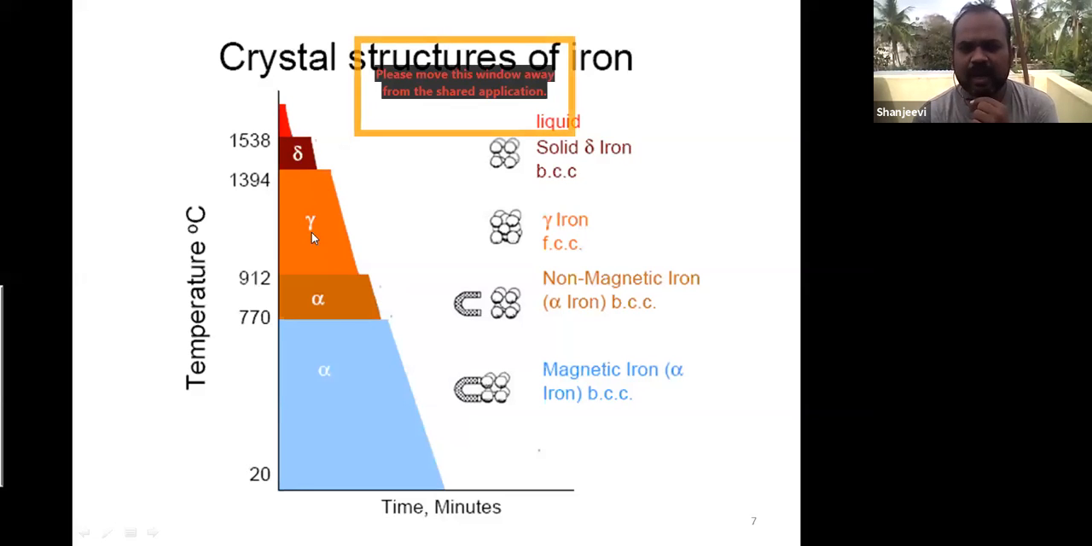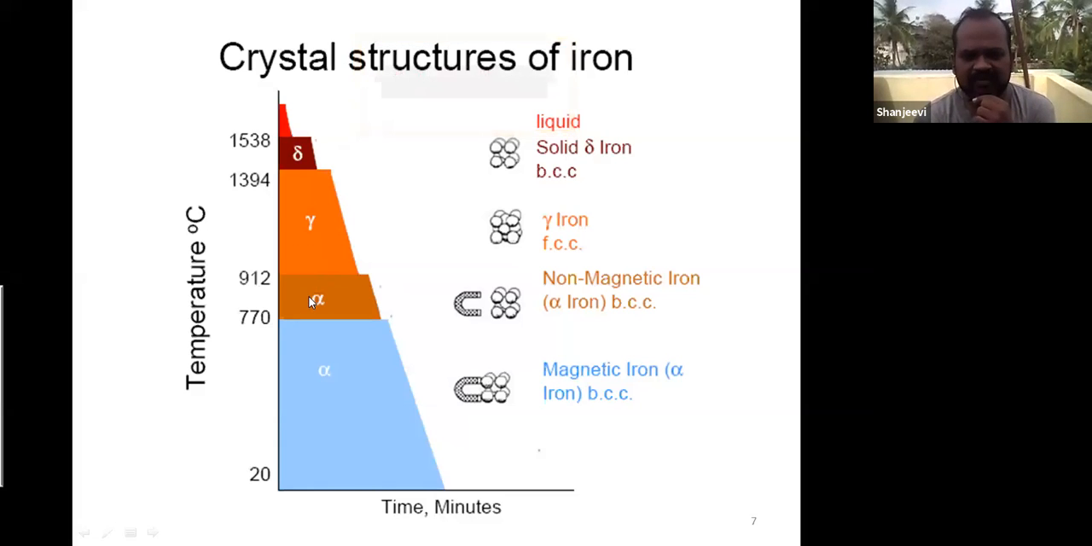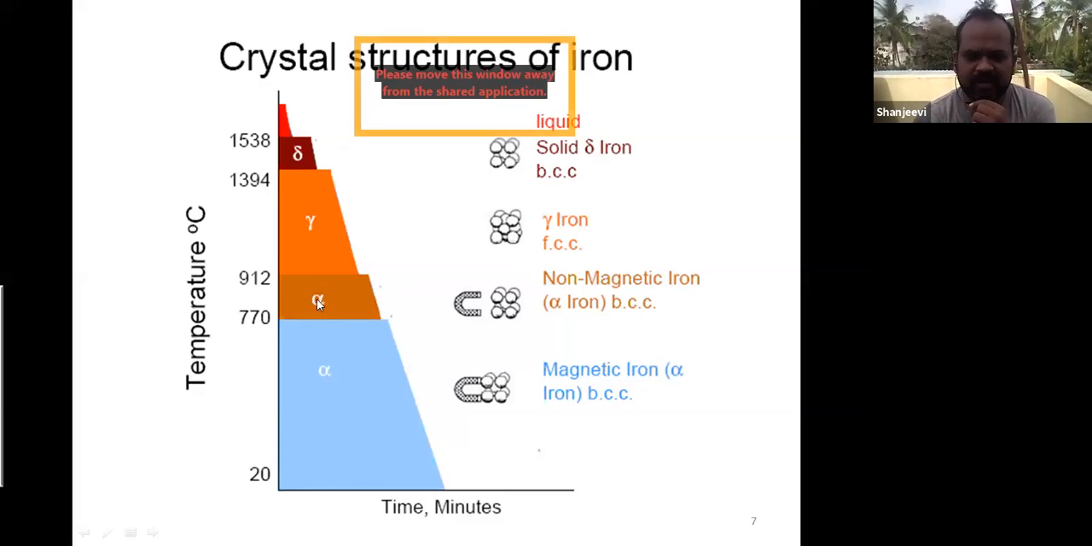Austenite, the word is gamma. We call it that in chemical terms. So austenite forms, and this is a face-centered cubic structure. This will exist from 1395 to 912. When it goes to 912 and below, it automatically changes from austenite to alpha. Alpha means ferrite. So again repeating: delta means delta ferrite, gamma means austenite, and alpha means ferrite.